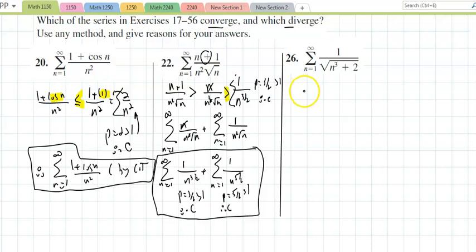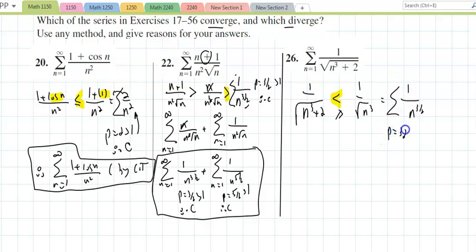If I look at n cubed plus 2 and n cubed, I always get rid of numbers. This is bigger. When I put 1 over, that switches the sign, put the square root. This is 1 over n to the 3 halves. That's good news, even though that's 3 halves, but this is bigger. So that makes a difference. P equal 3 halves bigger than 1. Therefore, the series n equal 1 to infinity of 1 over the square root of n cubed plus 2 converges by the comparison test.